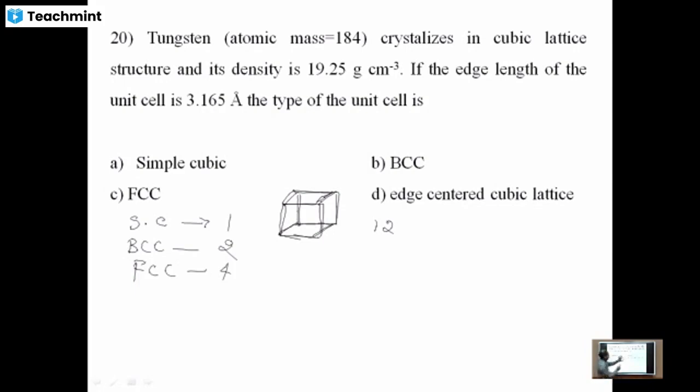Just imagine it is a cube. It is connected to one more cube on the right hand side. Above these 2 cubes, we can have 2 more cubes. Totally, this edge can share its edge with 4 unit cells. Means its contribution is just 1/4 per 1 unit cell. Now 12 into 1/4 is equal to 3, and there are 8 corner particles whose contribution is 1. Total number of particles in edge-centered cubic lattice is 4.